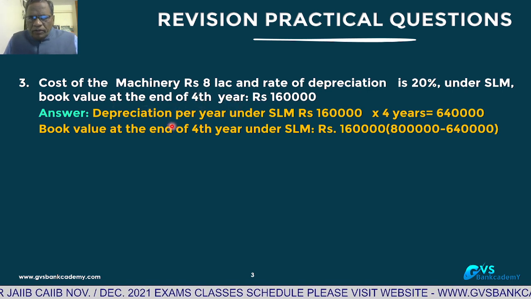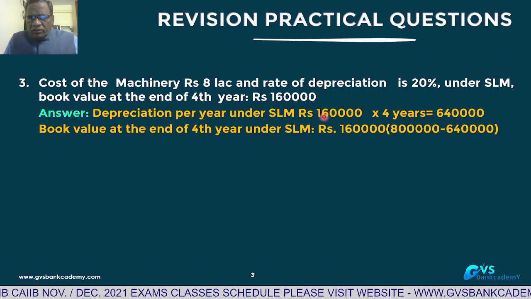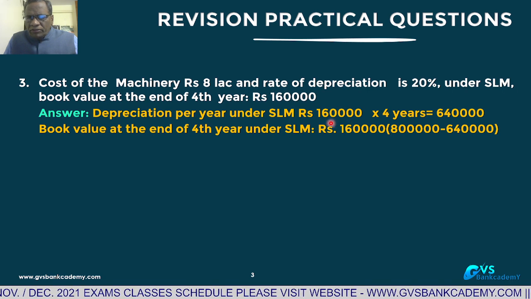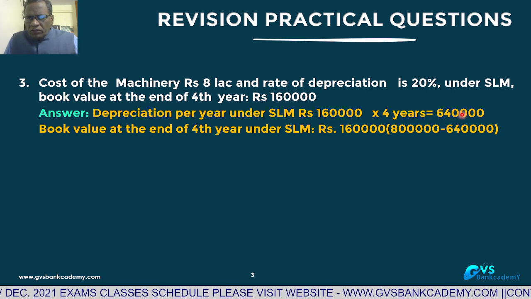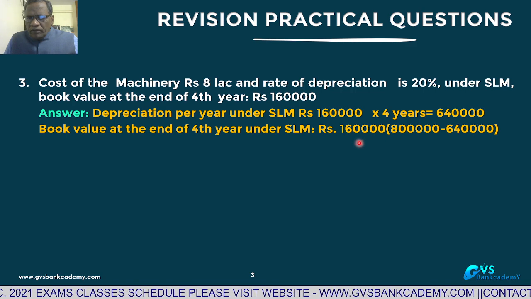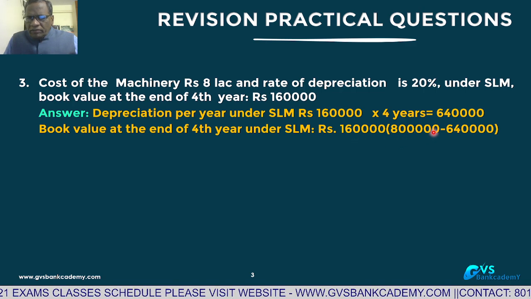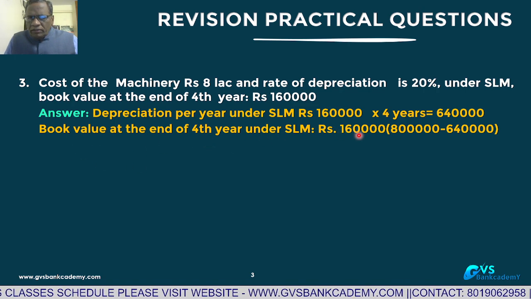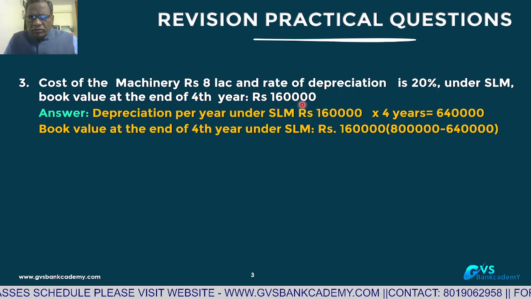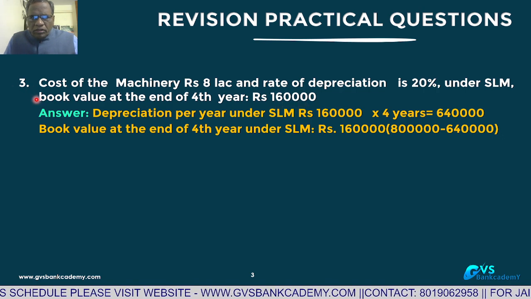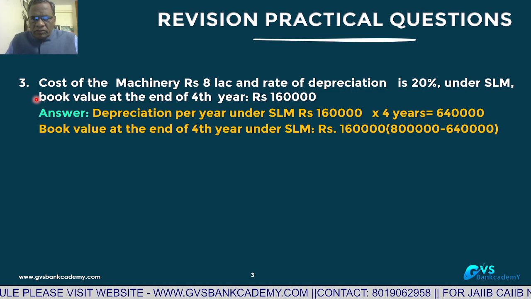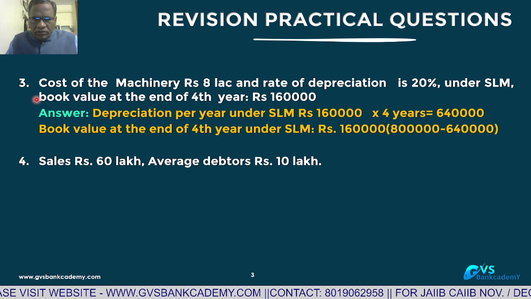Depreciation per year under straight line method is 1,60,000. Every year is the same. Straight line method means 1,60,000 into 4, 6,40,000 for 4 years depreciation. Purchase cost is 8 lakhs minus 6,40,000. So book value at the end of the fourth year is 1,60,000. Answer is 1,60,000. This is the third method. The first method we discussed is written down value, the second method is sum of years digit, and the third one is straight line method. All the methods we have discussed in these three questions.